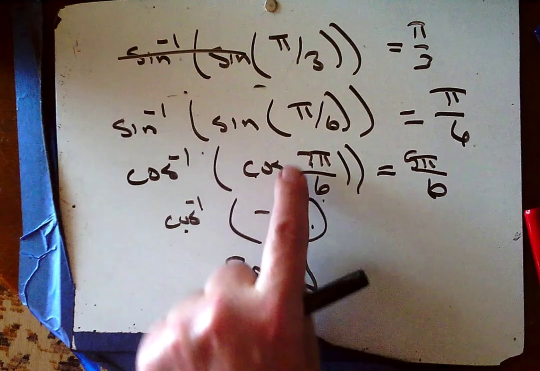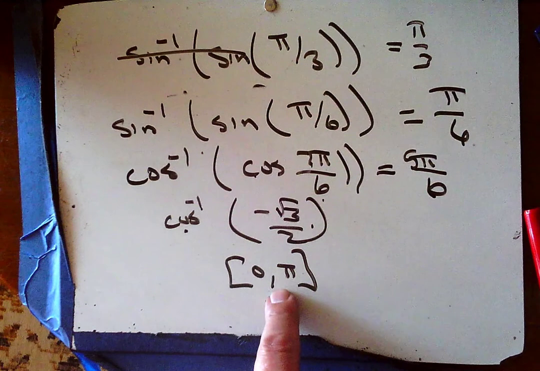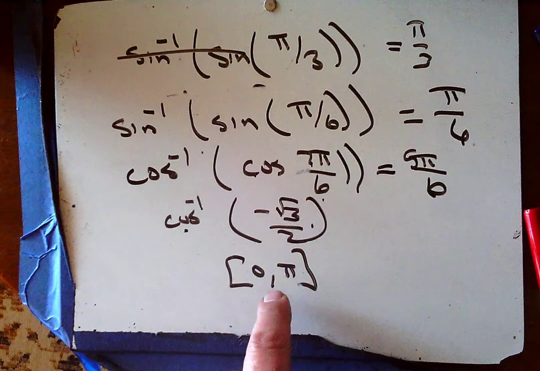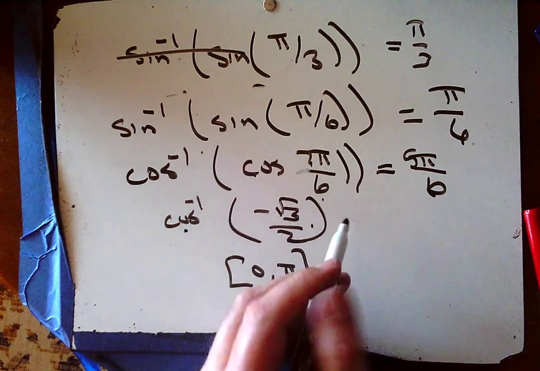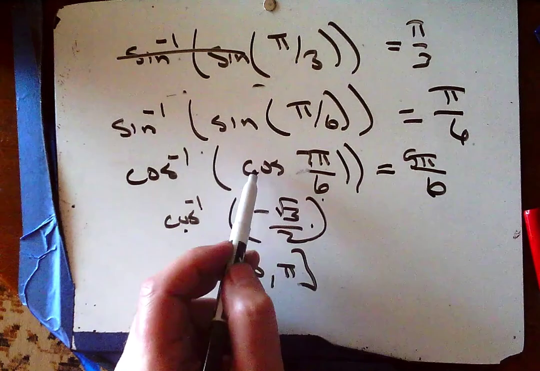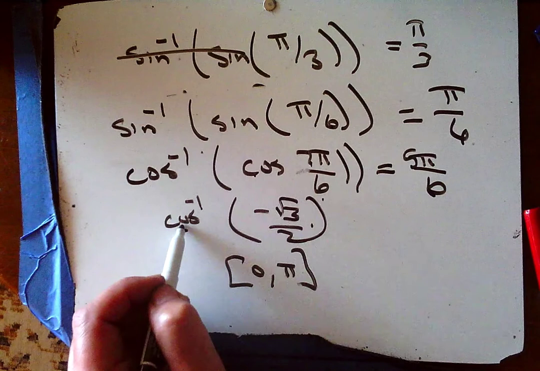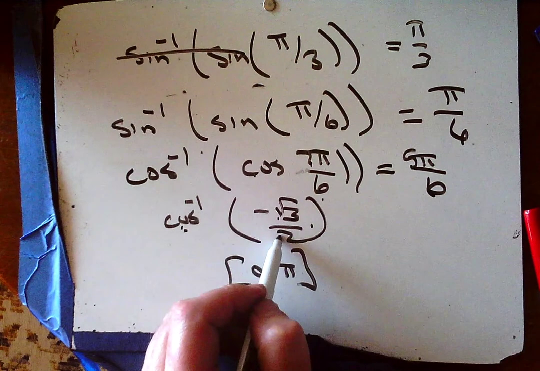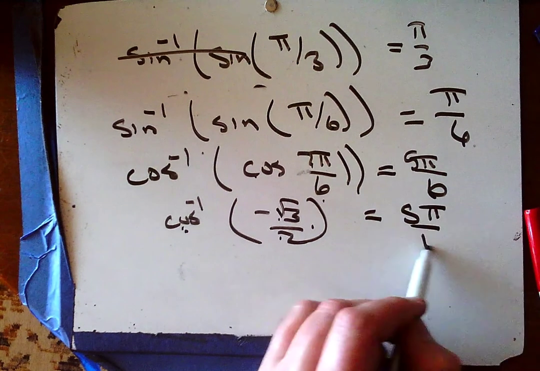7 pi over 6 is not within this restriction. This is 6 pi over 6. That's 7 pi over 6. That's not inside this. So I can't just cancel these out. I have to, in fact, go the long way, figure out this is negative root 3 over 2, and then say what angle has an x value of negative root 3 over 2. We know that answer to be 5 pi over 6.